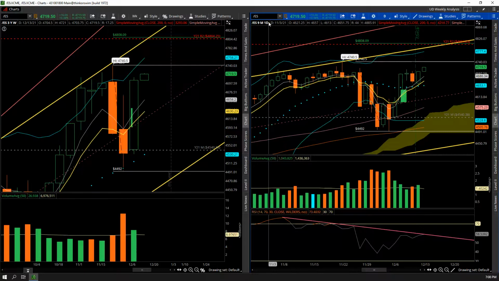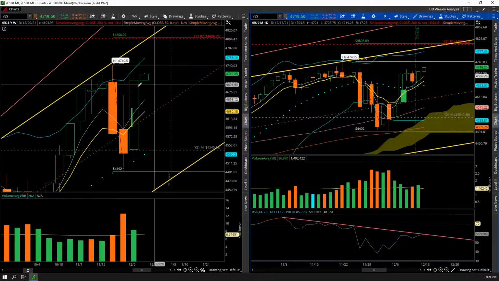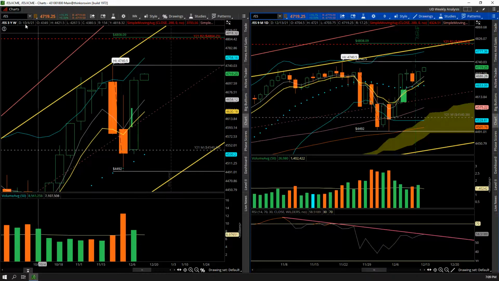So S&P ES looks good, and it showed above average bullishness on Friday. Until we see a big red candle like this here, nothing changes, and it continues to do the slow grind higher, and the weekly also is supporting the same.